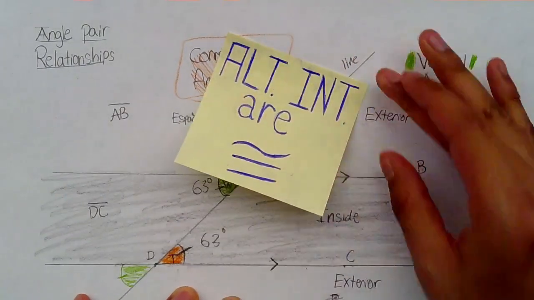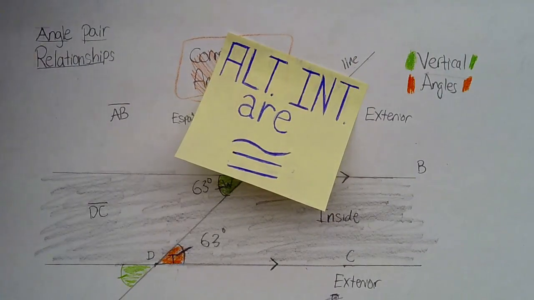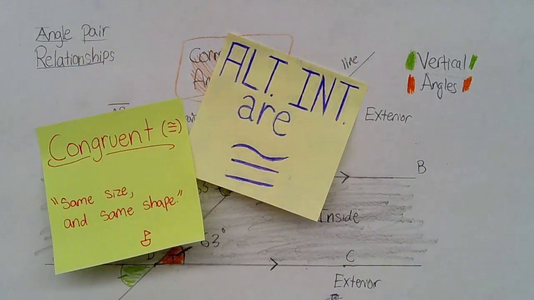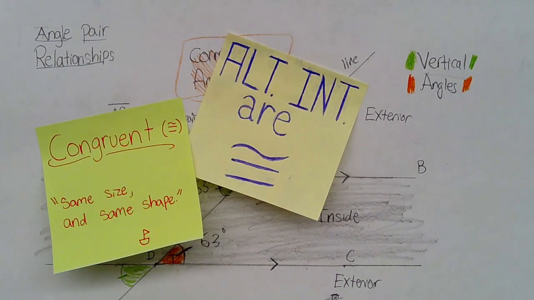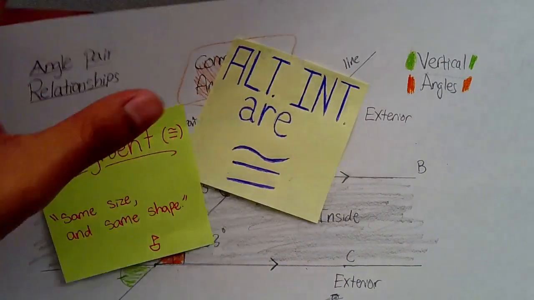Angle pair relationships are congruent. What does congruent mean? They are the same size and same shape, but they are entirely two different things. But how can we use that to solve our homework problems?